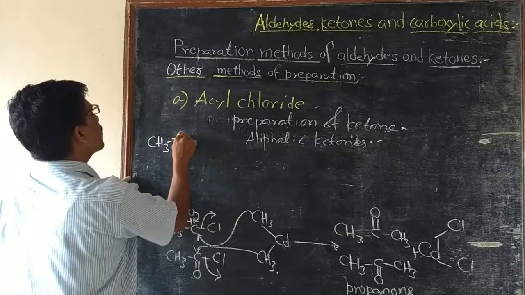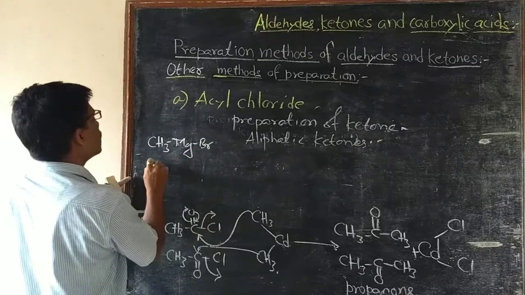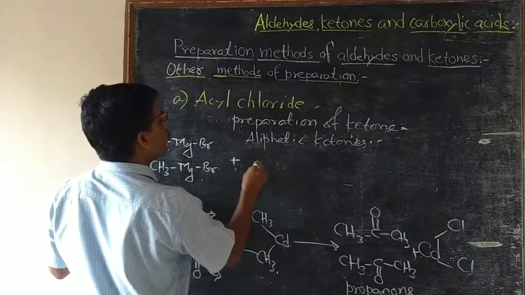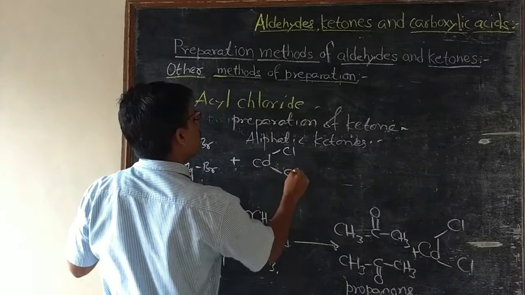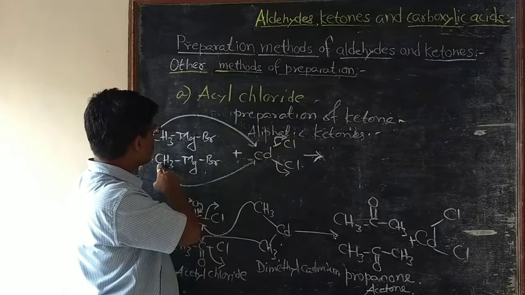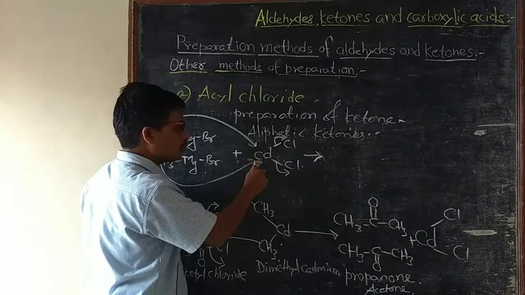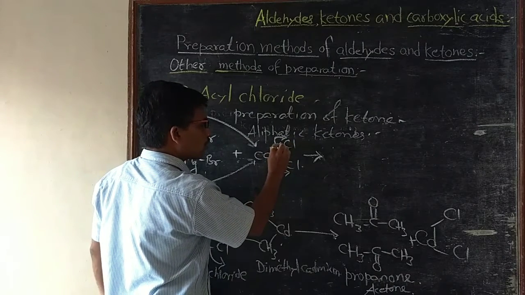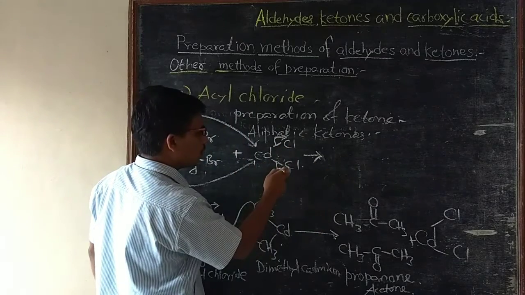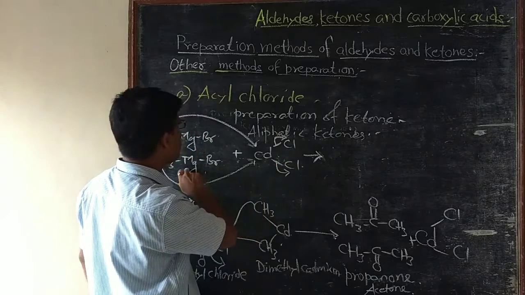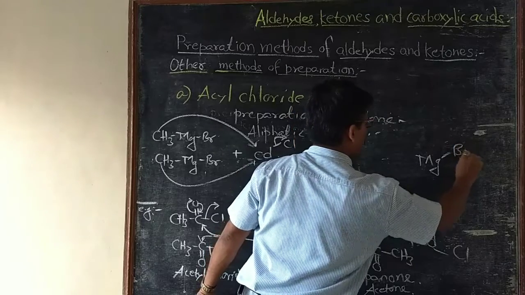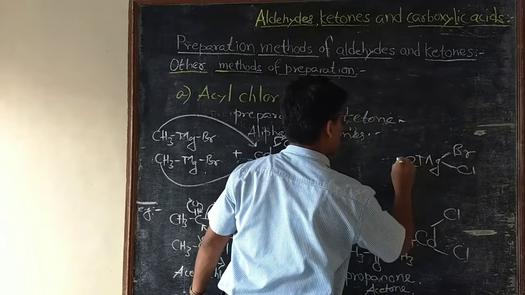CH3MgBr, then another CH3MgBr plus CdCl2, cadmium chloride. This methyl group goes to cadmium, this methyl group also approaches cadmium, then this Cl atom goes with these two electrons and joins to this magnesium, and this other Cl goes with these two electrons and joins with this magnesium to form MgBrCl. These are two molecules.